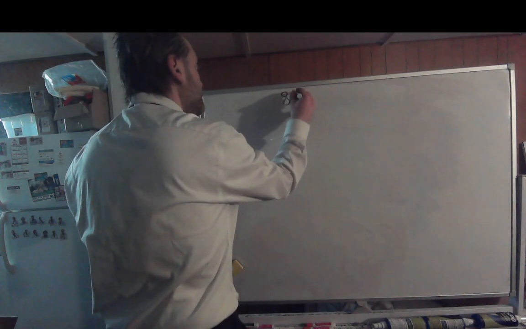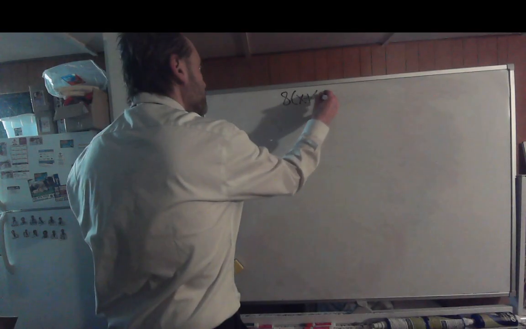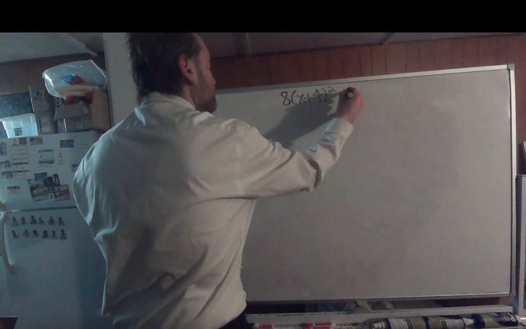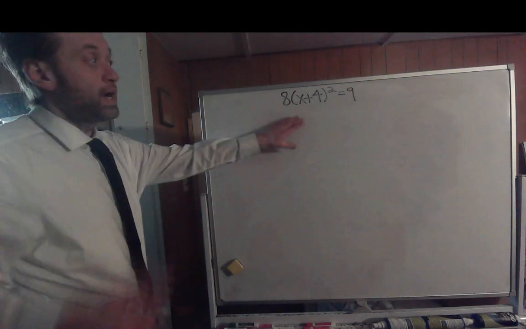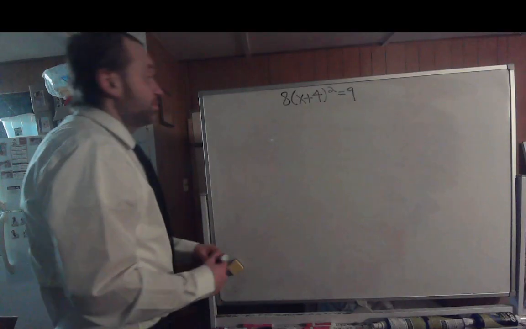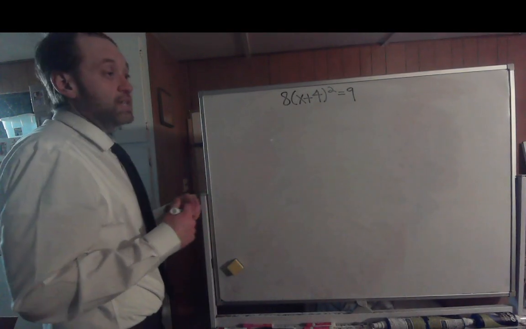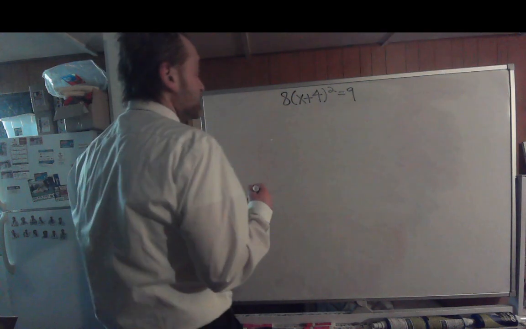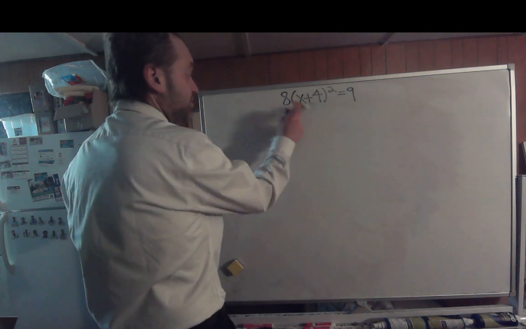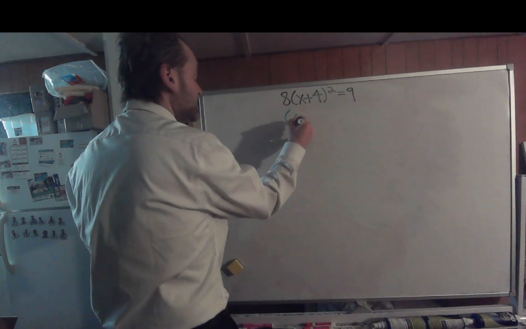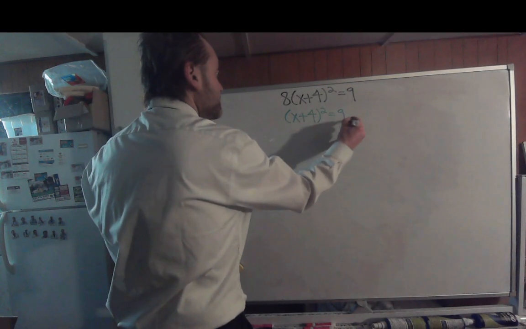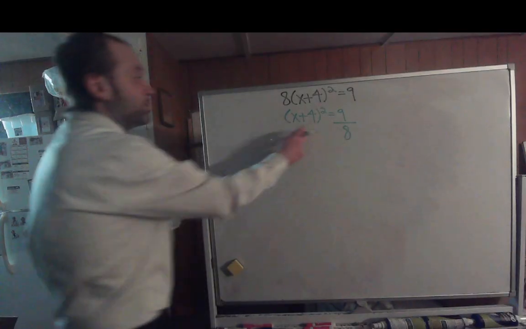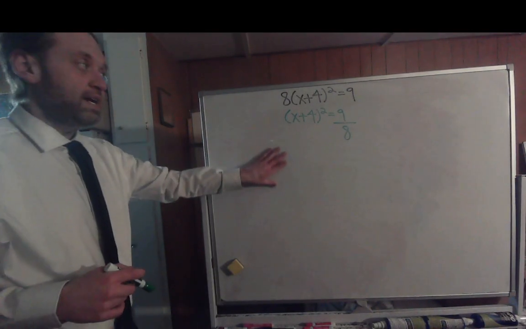We have 8 times the quantity of x plus 4 squared equals 9. Okay, get that x plus 4 squared by itself. If you divide both sides by 8, you'll end up getting that x plus 4 raised to the second power would equal 9/8.